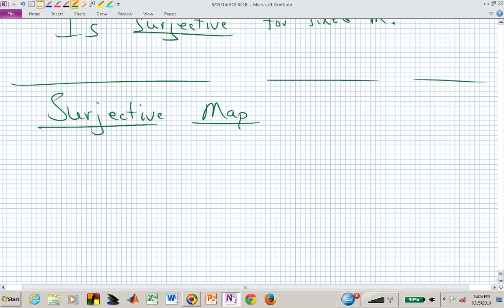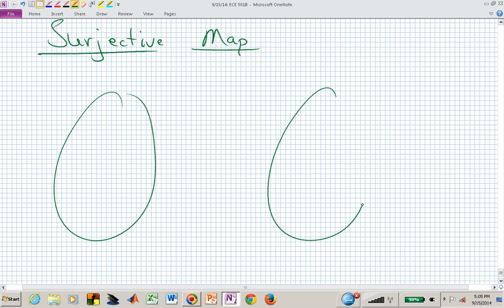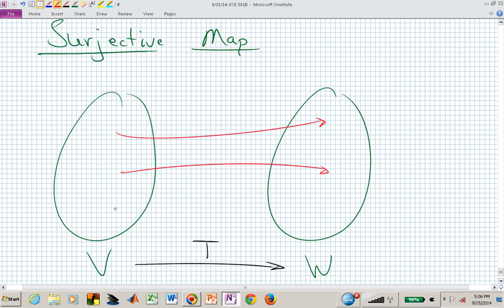What does a surjective map look like? Now we have these two blobs, a vector space V and a vector space W, and they are related or connected by this linear map T. For a surjective map, we may not have to take all of V, but we definitely want to be able to cover all of W.